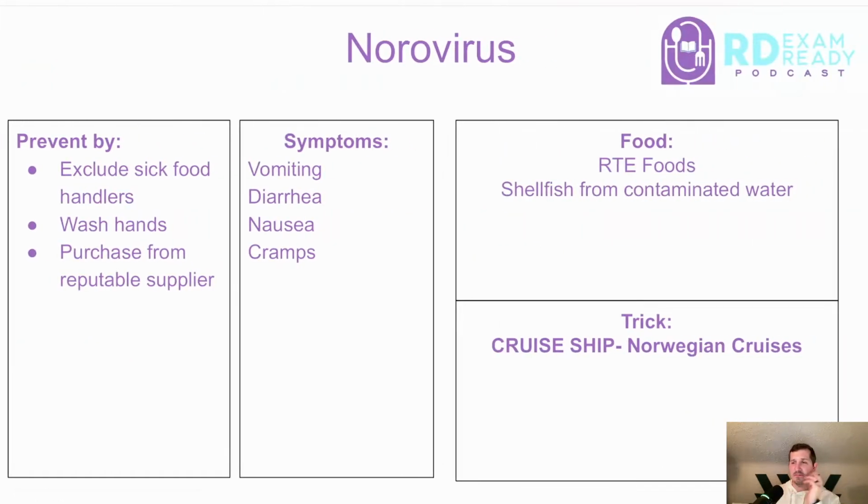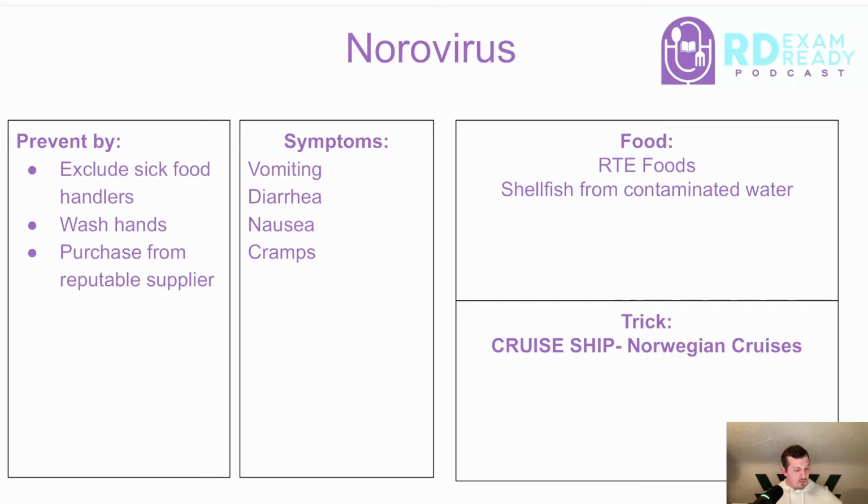Next one's norovirus, my second one that I'm most afraid of. Norovirus is prevented by one, excluding sick food handlers, two, washing hands, and three, purchasing your foods from reputable sources. That's going to be the best way that we go about this. The symptoms of norovirus are going to be vomiting, diarrhea, nausea, and cramps. The foods that it ends up occurring on are going to be things like our ready to eat foods and our shellfish that are from contaminated waters.